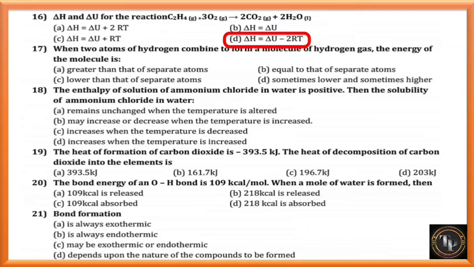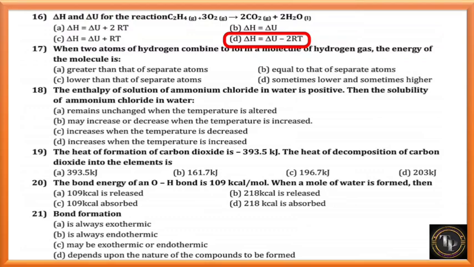So delta n means what? Number of gaseous product. You see in the reaction, the number of products that are gaseous in state. How many? See, water is in liquid form, you neglect it. CO2 is in gas form, 2 molecules. 2 minus the number of reactants, 1 for ethene and 3 for oxygen, 4. So 2 minus 4 is minus 2. Therefore I have written here minus 2RT.